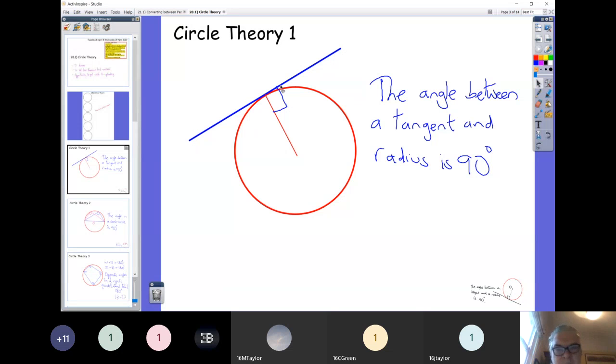Now you may read other places more technical wording or posher wording if you like, but I promise you that the wording that I'll be giving you, if you can just remember this, it's accurate enough to give you full marks. So if you were having to justify this being 90 degrees, you would simply say the angle between a tangent and radius is 90 degrees. So that's circle theory 1.